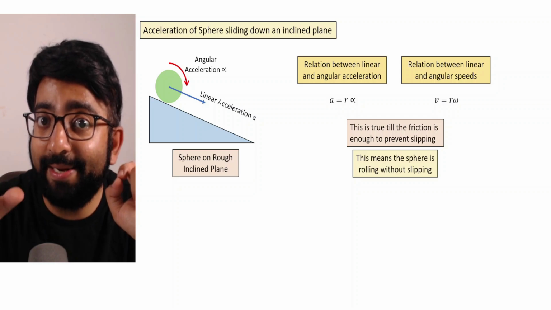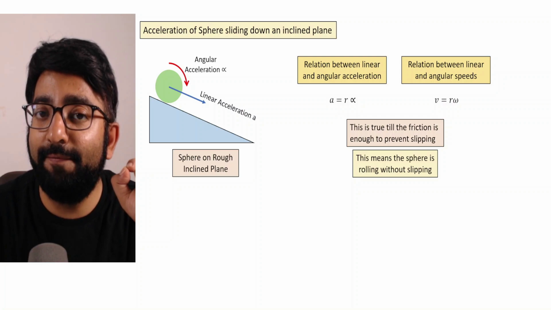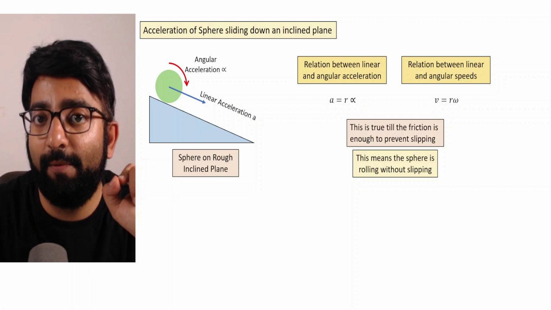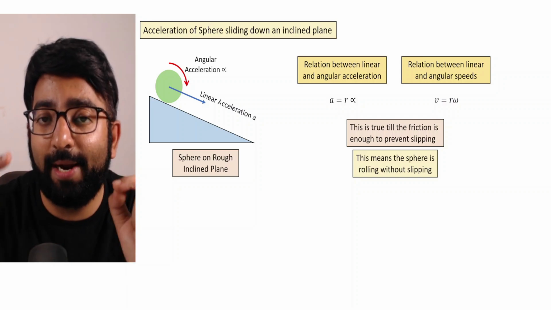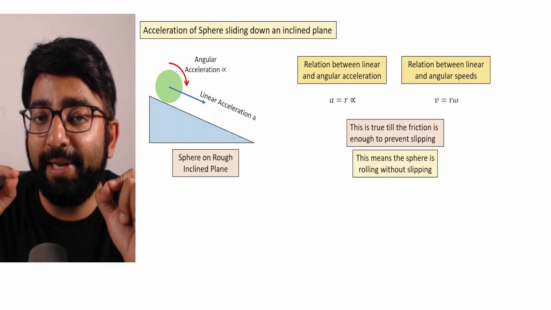And if you recall, kinetic friction is a constant. It depends on the type of surface. But static friction, on the other hand, is variable. It goes from zero up till a maximum value. And the maximum value of static friction has been given another name. If you remember, that is called the limiting friction.